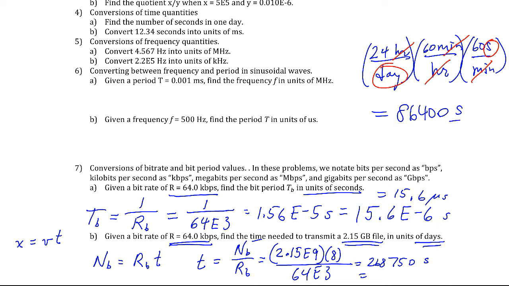Seconds per day. And so if I want, I can take this seconds value down here, divide by 86,400, and get a number of days. So 268,750 divided by 86,400 is equal to 3.11 days. Okay. I hope this helps on this problem.